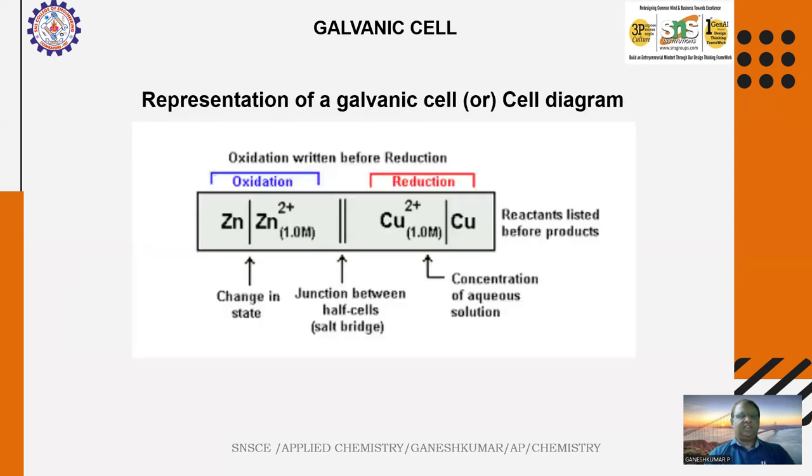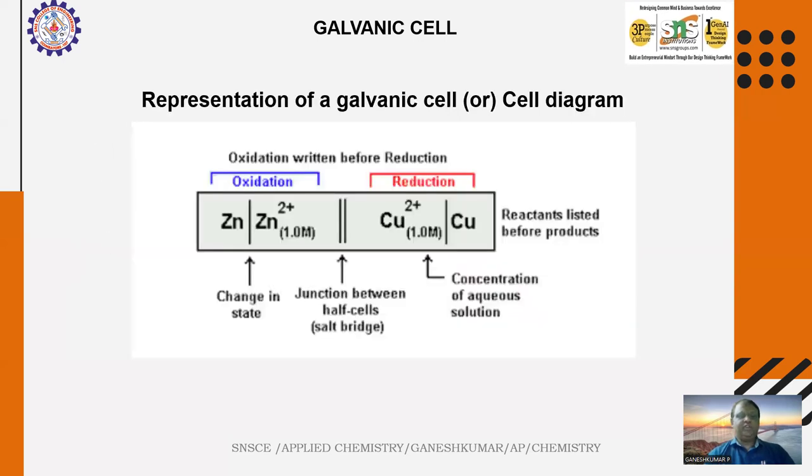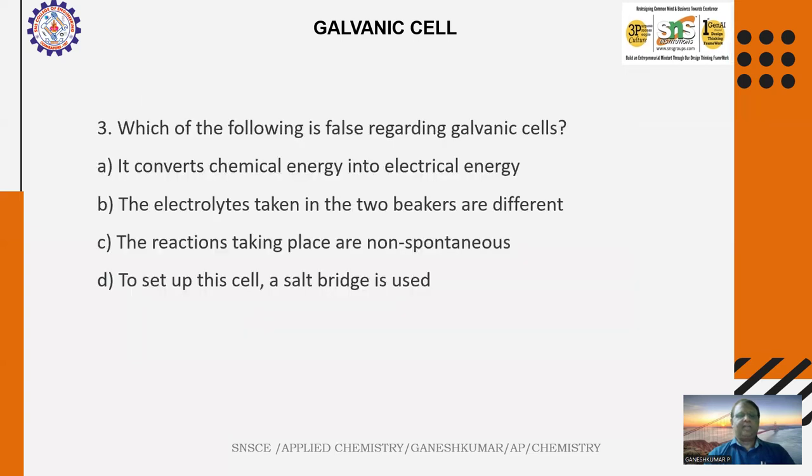This is the cell representation of the galvanic cell. On the left side, zinc undergoes oxidation and is kept in zinc sulfate solution of 1 M. On the right, in reduction, copper is in copper sulfate solution of 1 M. The two straight lines in between represent a salt bridge between the two half cells.